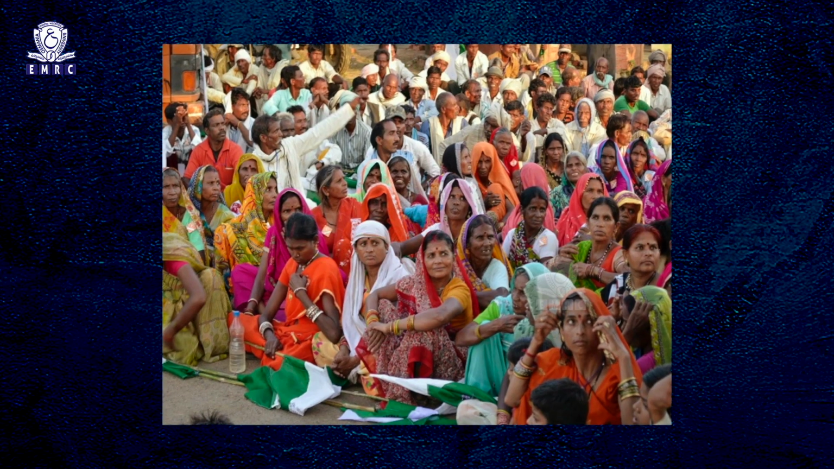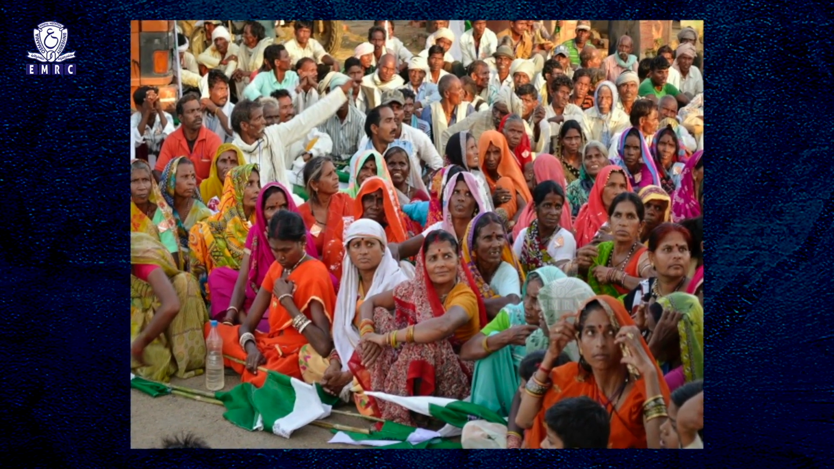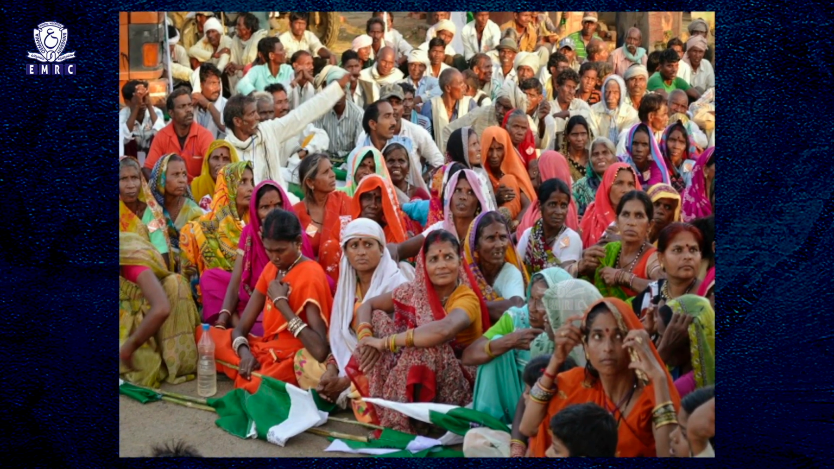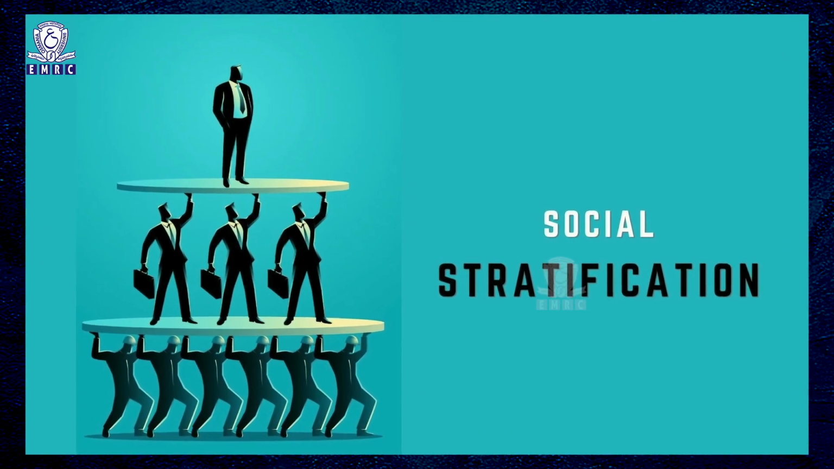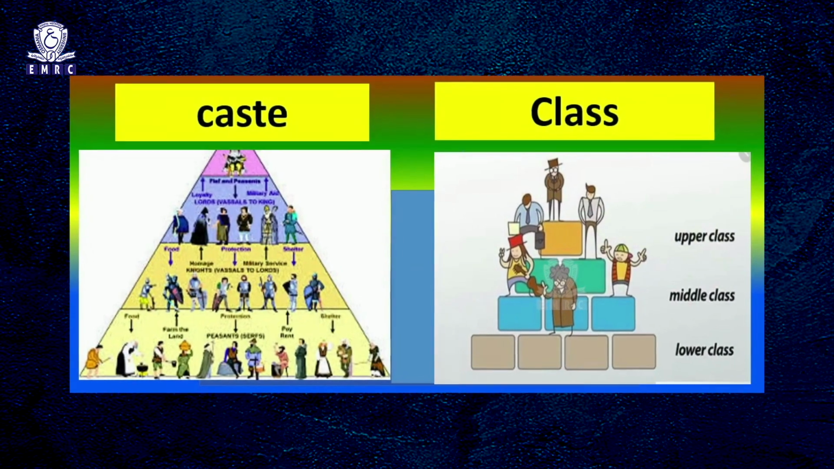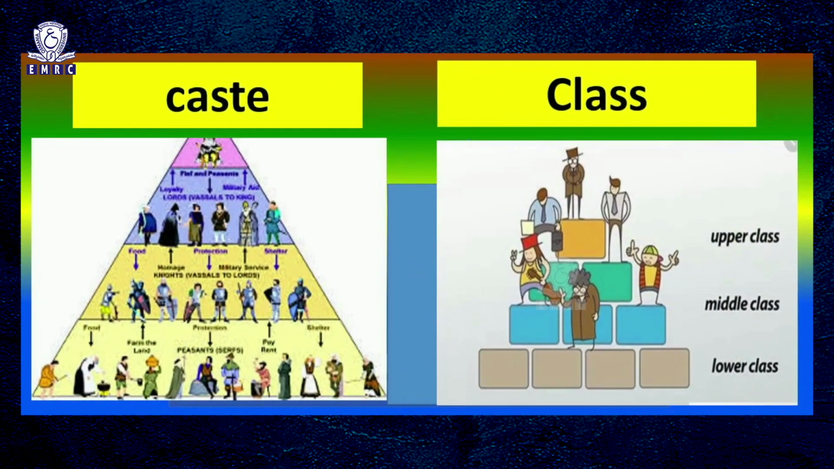Now let us discuss the relationship between social mobility and social stratification. The nature, form, intensity and magnitude of social mobility depends on the nature and the type of social stratification. Class and caste are the two main types of stratification.